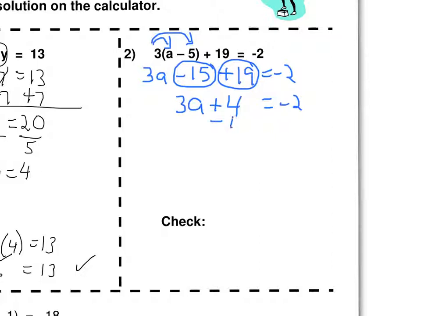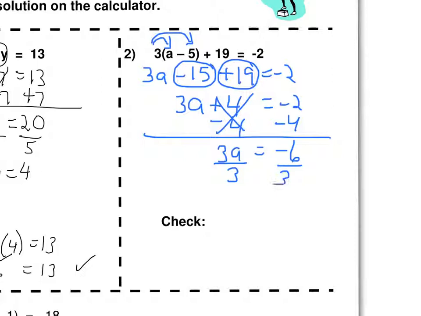Now I subtract 4, that cancels. This becomes a negative 6. Bring down the 3a, divide by 3. And a is equal to negative 2. I can check that by taking the 3, substituting the negative 2, minus 5, plus 19 equals negative 2.